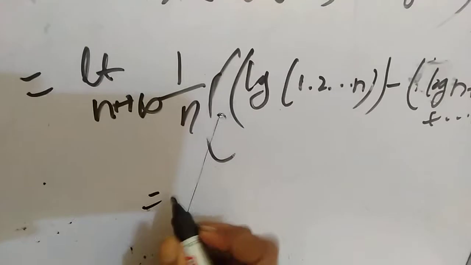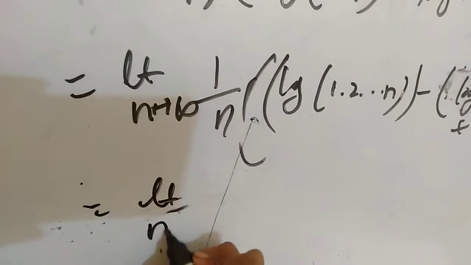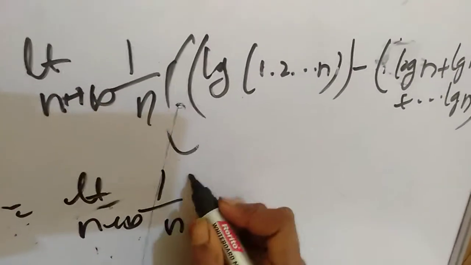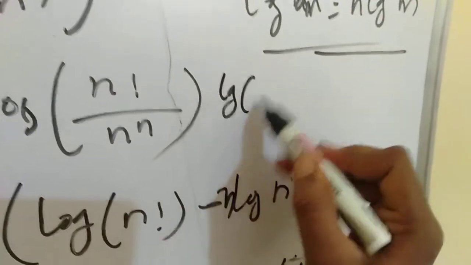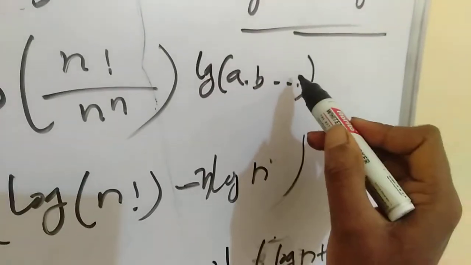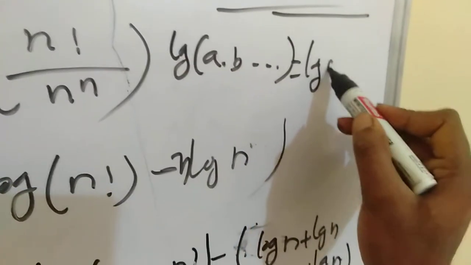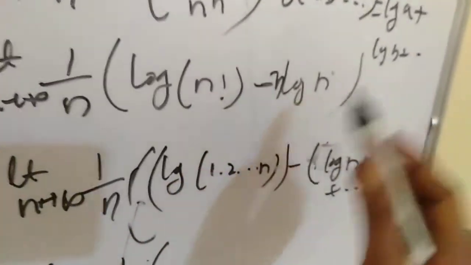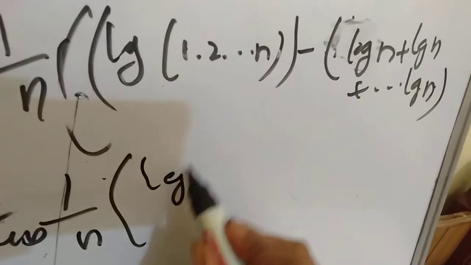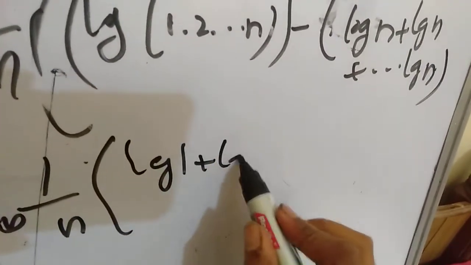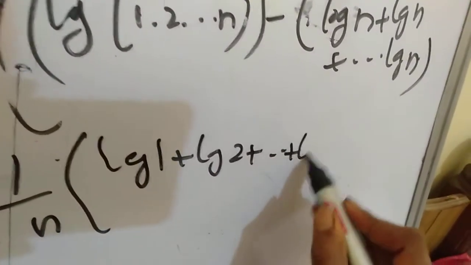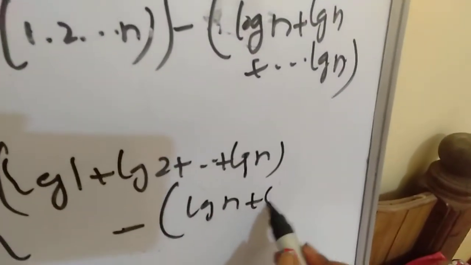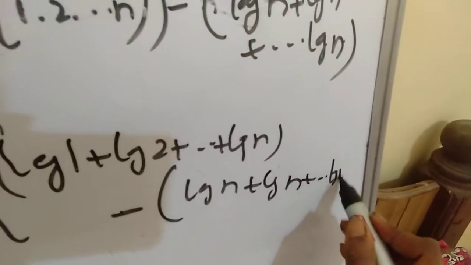And limit n tends to infinity 1 by n. Then we also know another property, log of a into b and so on is log a plus log b plus and so on. Here I am applying the same property. Then this becomes log 1 plus log 2 and so on plus log n, minus log n plus log n plus and so on log n.